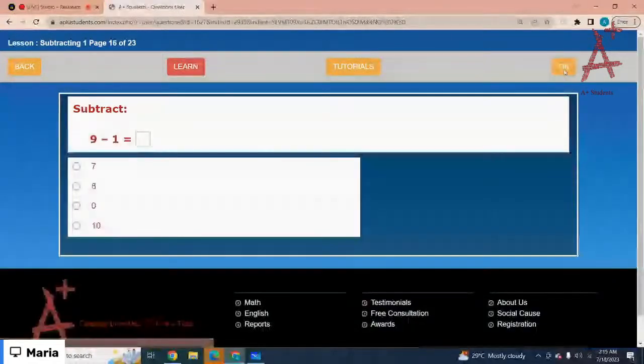The next one is 9 take away 1. So which is the correct option? You are given 4 of the options. They are 7, 8, 0, and 10. Which one is the correct one? 9 take away 1 is 8. So the correct option is 8.